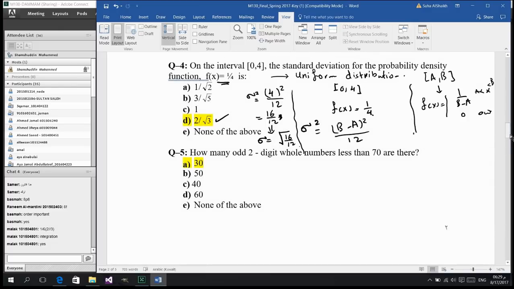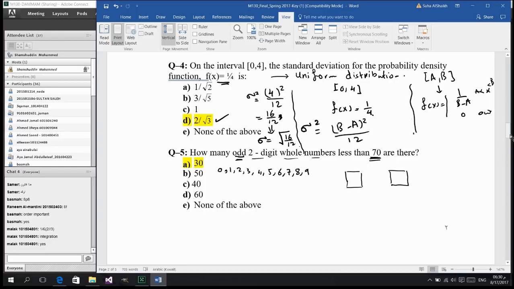Now pay attention to this question. How many odd 2-digit whole numbers less than 70 are there? I'm talking about a 2-digit number, okay? But this number must be odd and must be less than 70, okay? The digits I have are 0, 1, 2, 3, 4, 5, 6, 7, 8 and 9, right or not? In the first place, the space of the tens.